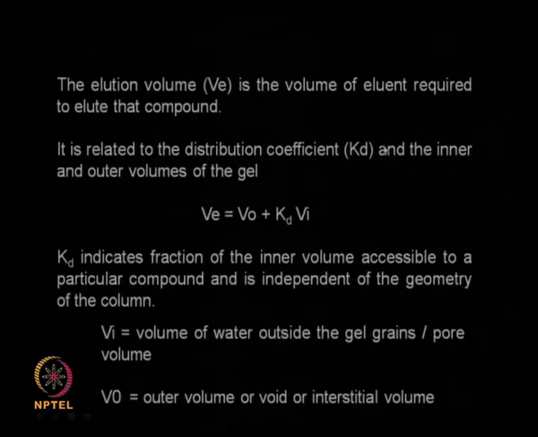Now Kd depends upon the geometry of the column, geometry of the packing and so on. So for different values of Kd the elution volume can change. So Kd can be 0, or Kd can be 1, or Kd can be in between 0 and 1, and so on.